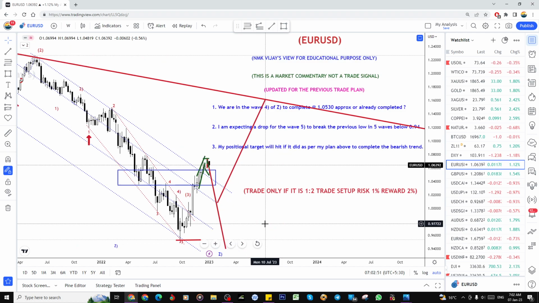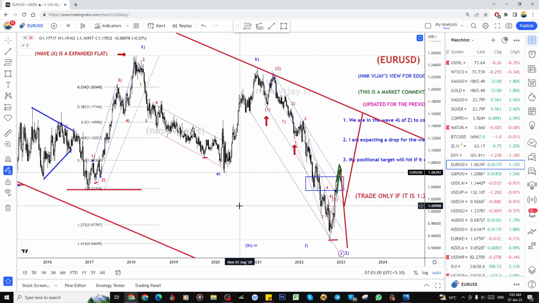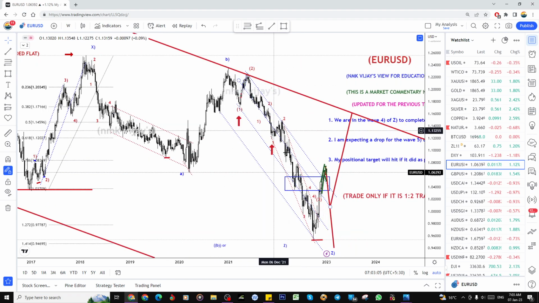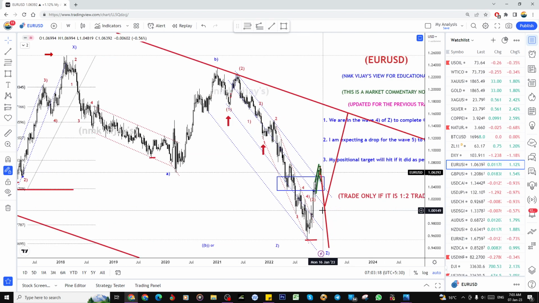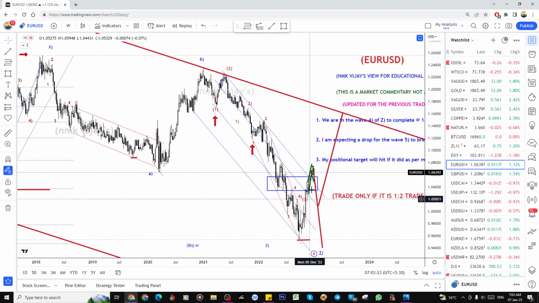This is not a 3, so it's already that A, B, and C. 1, 2, 3, 4, 5. It's completed here. Or if we take this as the B, then anyway the C is already completed here. That is why I already said that the target has been achieved. If the market does like this, I will simply change this wave count, right? The same thing is happening. So these are all what we are expecting.